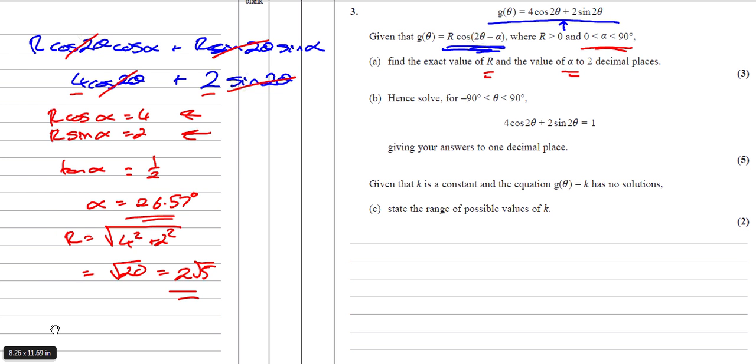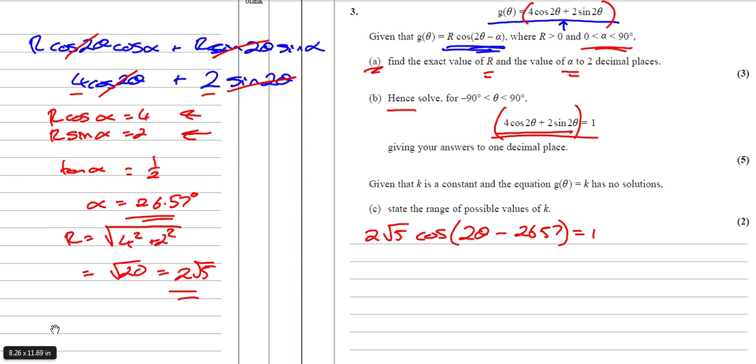Hence, we've got to solve this. So that's this thing here. So hence means that we've got to use part A. So we've got this thing here, which is what we've just done the expansion for, equals 1. So we're going to write that 2 root 5 cos of 2 theta minus 26.57 equals 1. All we're doing is we're taking this and replacing it with this thing here, where r is 2 root 5 and alpha is that 26.57. And we're setting that equal to 1.